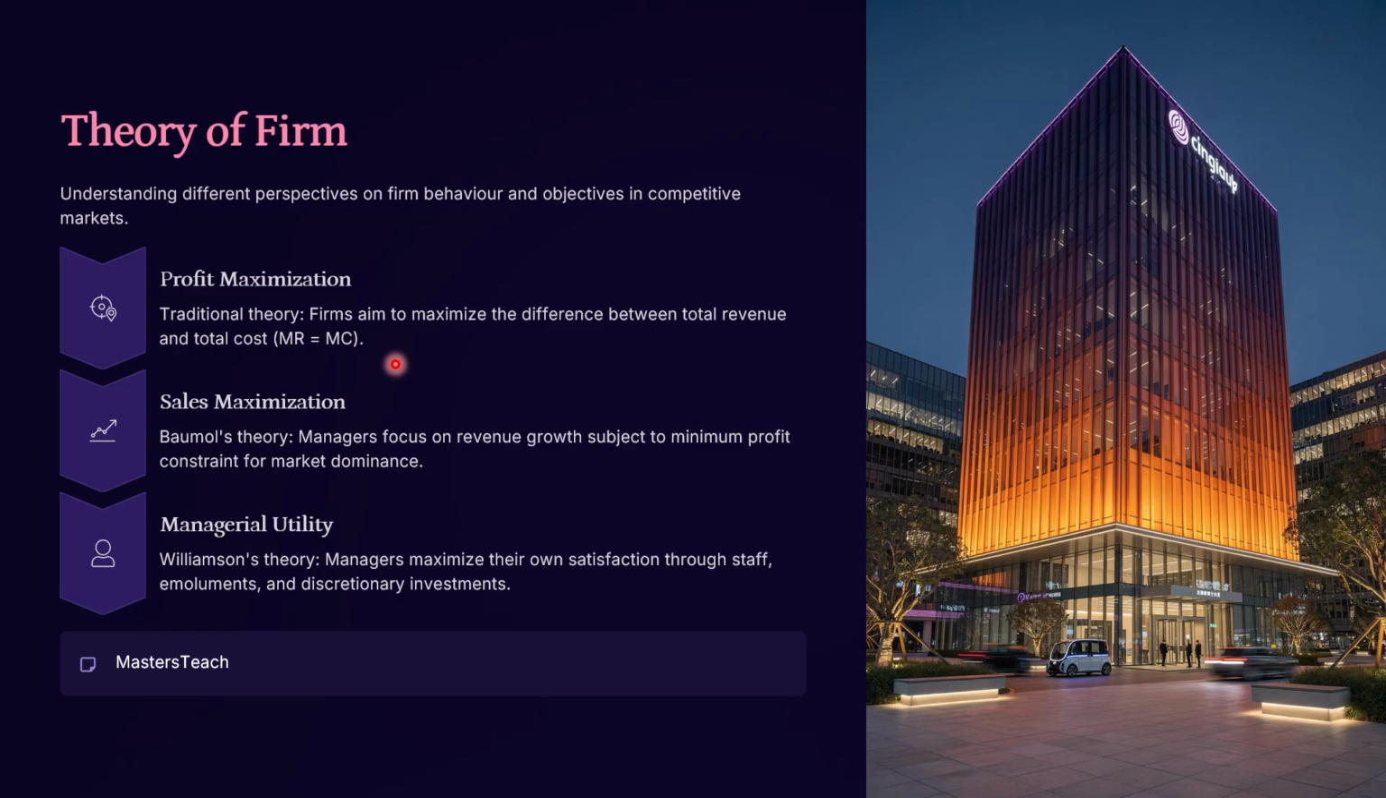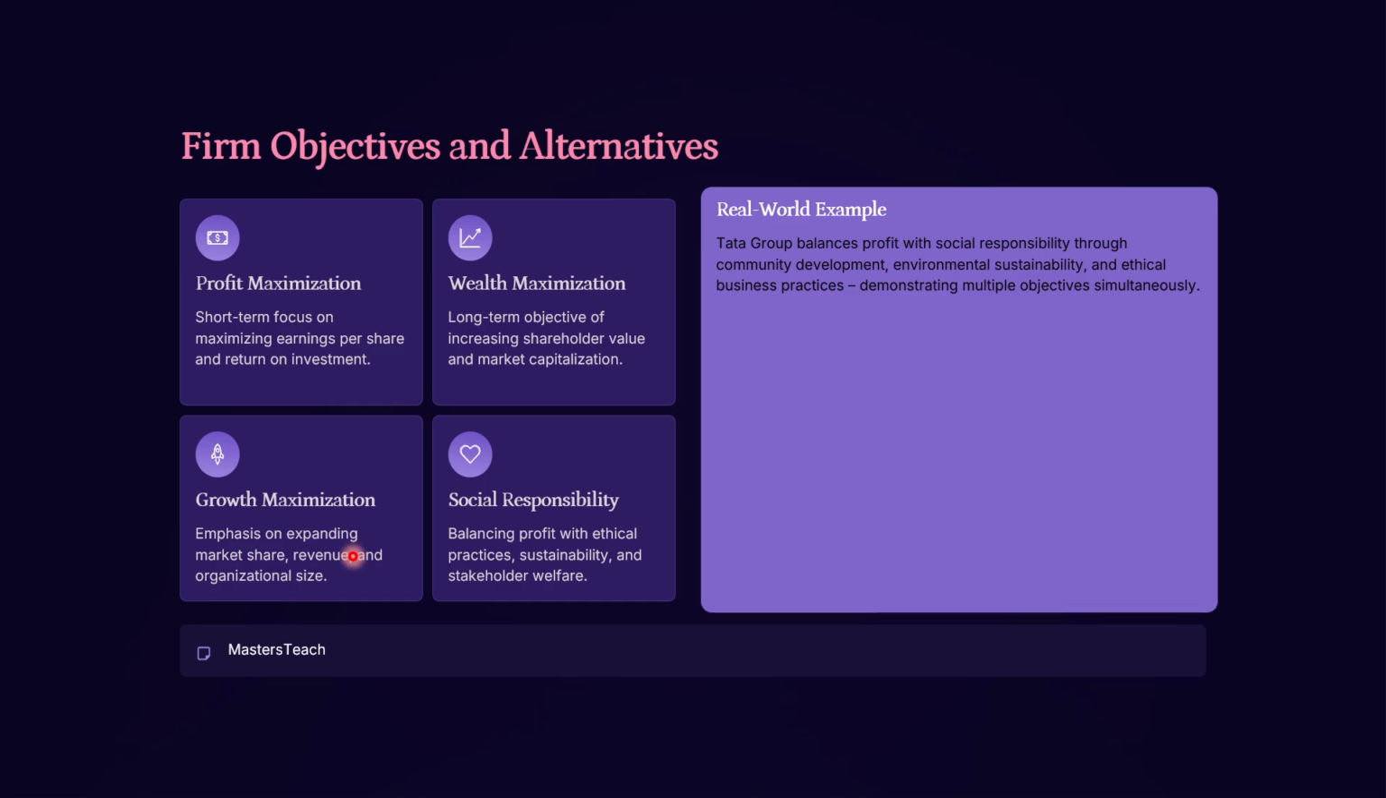Then sales maximization, also called Baumol theory, where managers focus on revenue growth subject to a minimum profit constraint for market dominance. Then managerial utility, the Williamson theory, where managers maximize their own satisfaction through staff expenses and discretionary investments. So these are the theories of the firm: profit maximization, sales maximization, and managerial utility. So, firm objectives and alternatives.